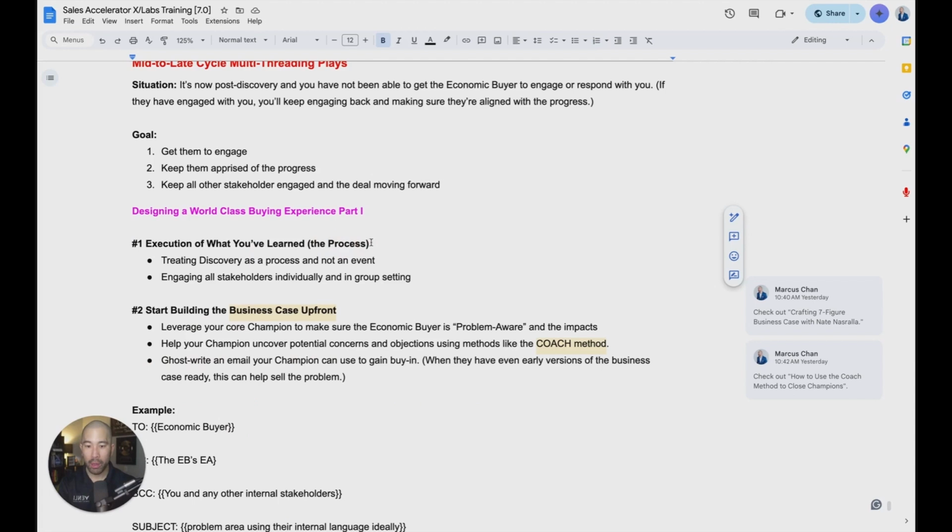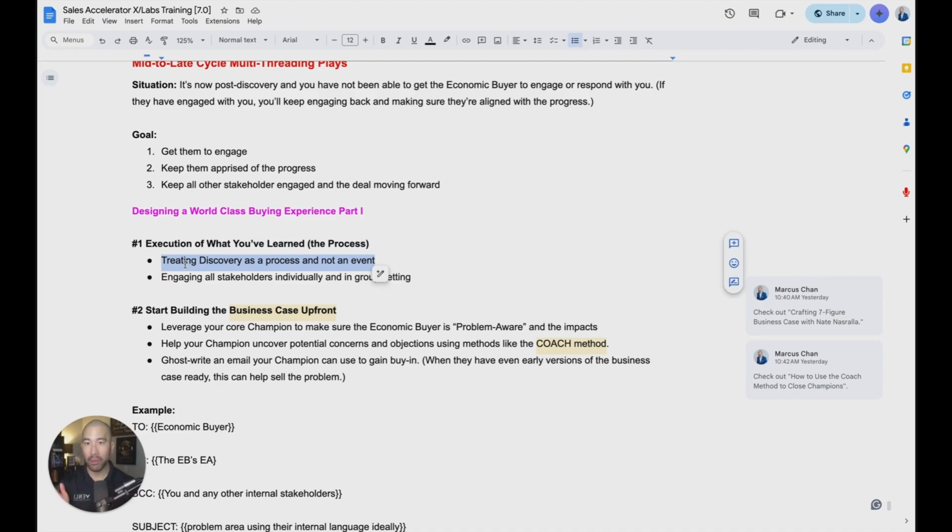Okay, number 1, and I can't hammer home this point enough: execution of what you've already learned so far. This is the entire process, the A to Z from the discovery and running the whole deal, from the past videos outside this section. So we're treating discovery as a process and not an event.